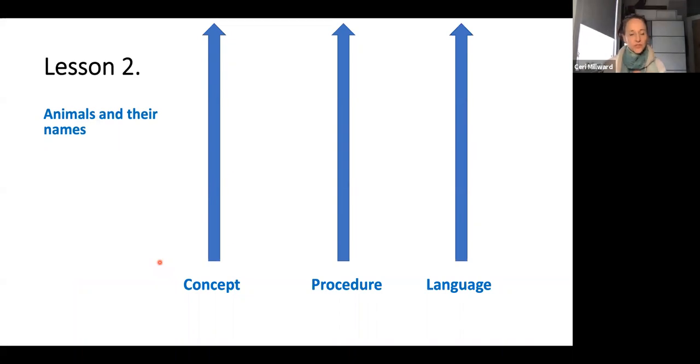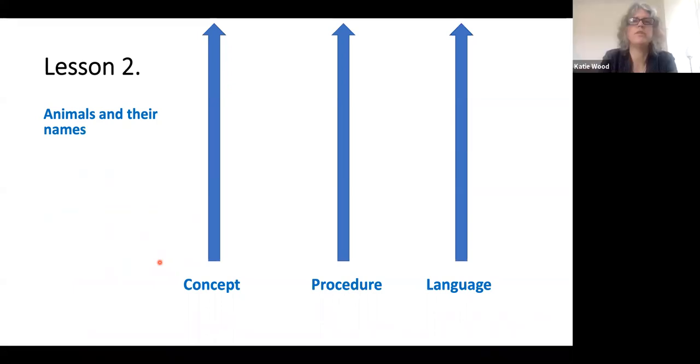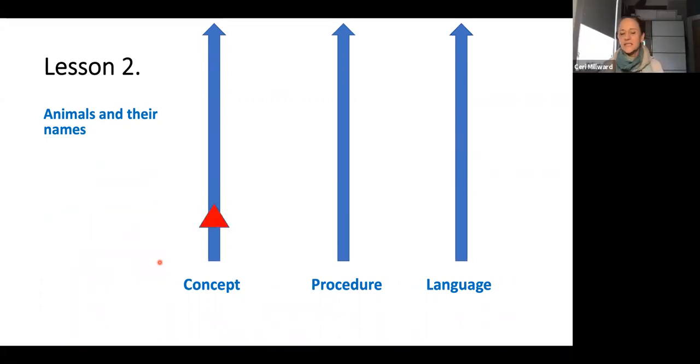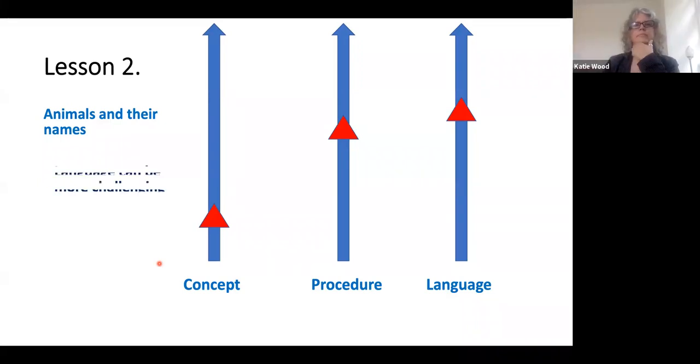So in example 2, we're teaching, let's say, animals and their names. So Katie, what do you think about that concept? Is that going to be challenging for students, do you think? No, the concept of naming something is not challenging. Exactly. Yeah, that should be quite easy, shouldn't it? So therefore, the procedure and even the language can be quite challenging. Let's have a look how that looks.